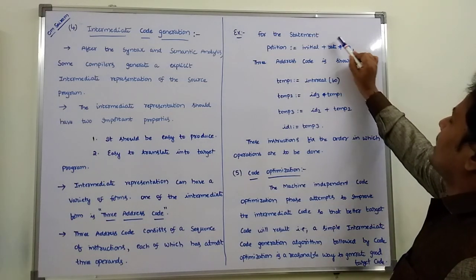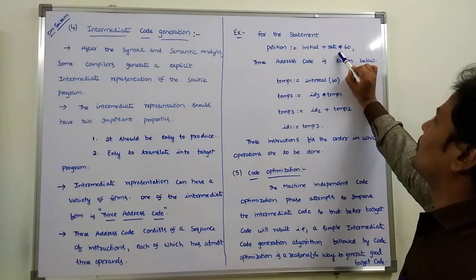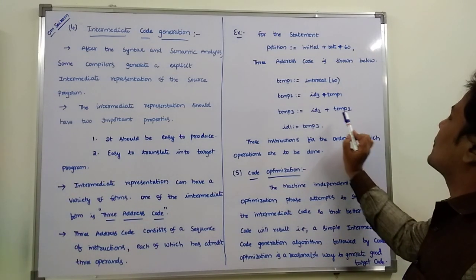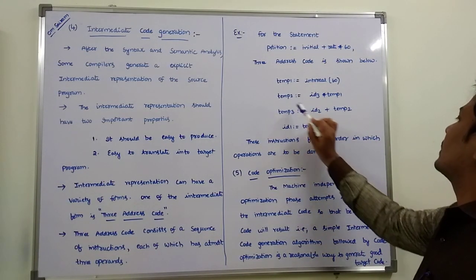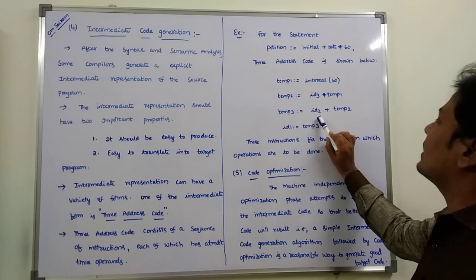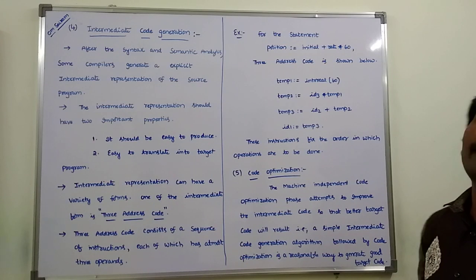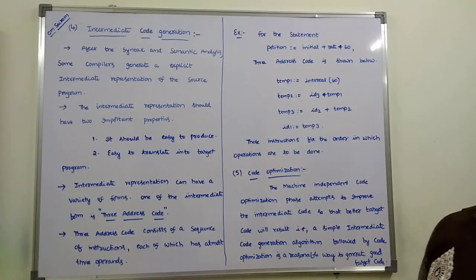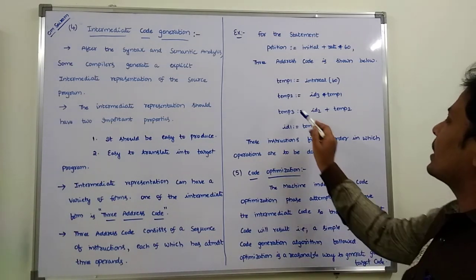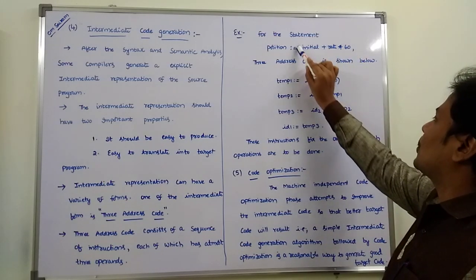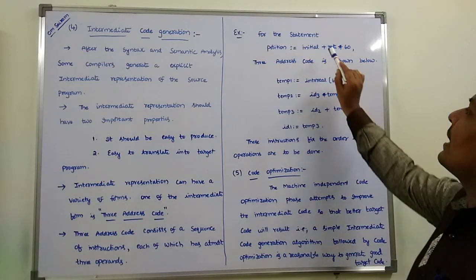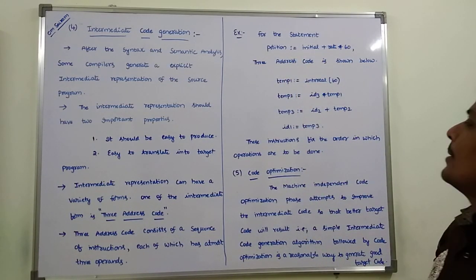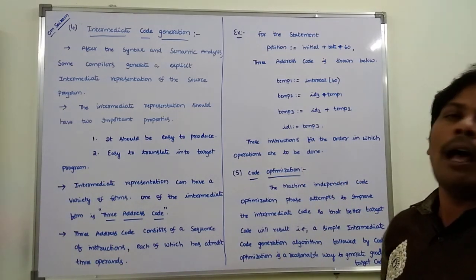Next, whatever result we get, temp2 can be added to the identifier ID2. Here ID2 is nothing but initial. This result can be assigned to the variable temp3. Now the total result is temp3. Temp3 can be assigned to the position. Here position is nothing but ID1. So temp3 is assigned to ID1.